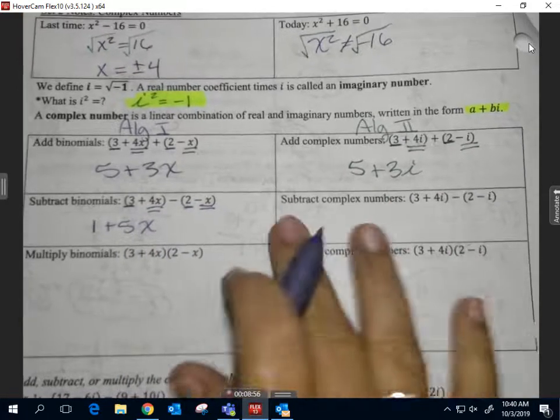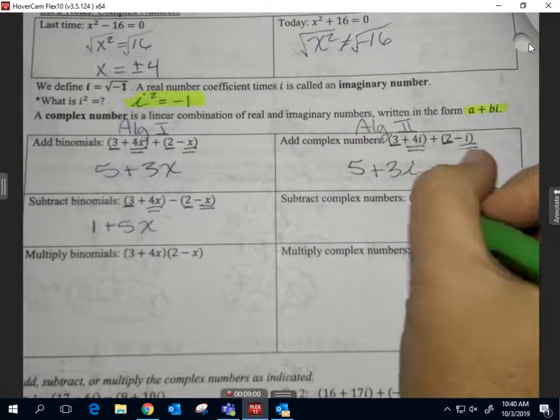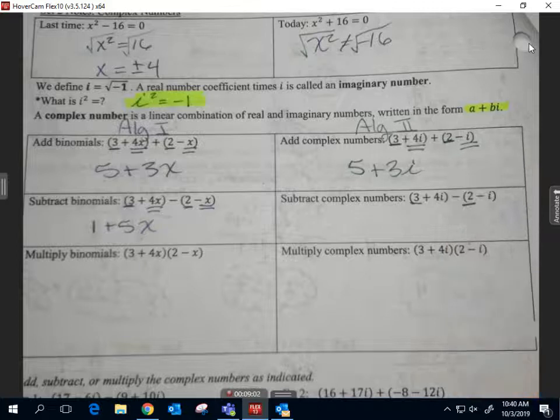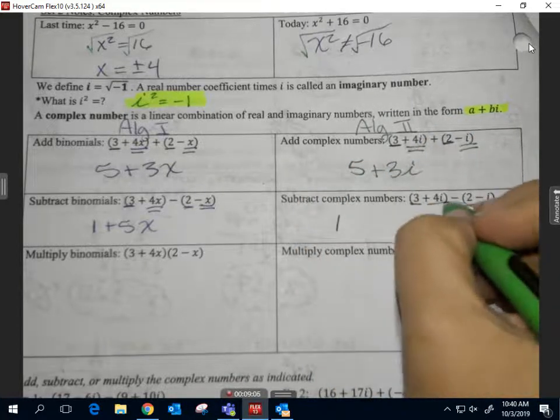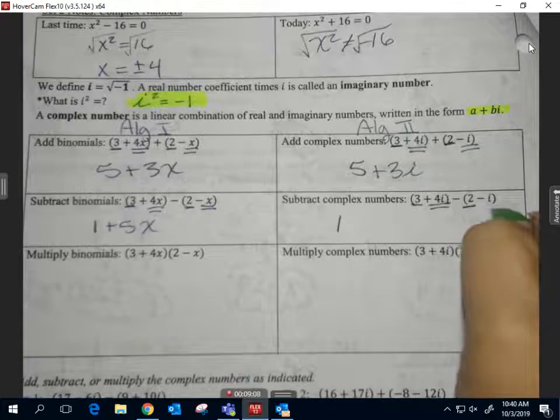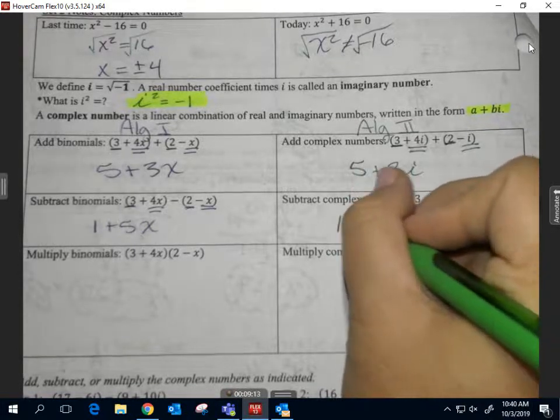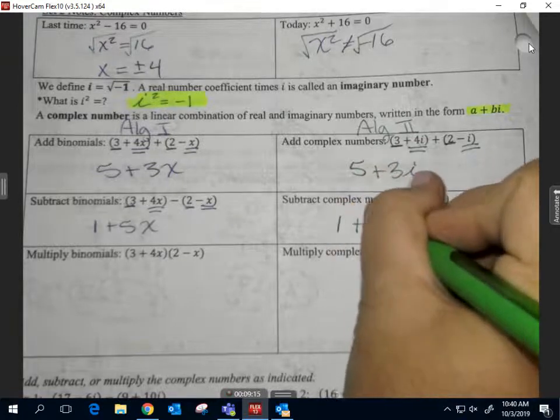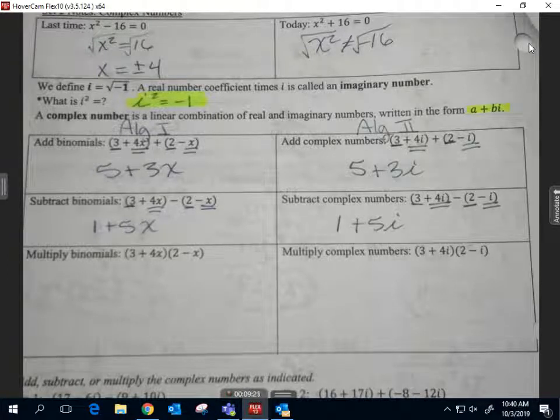Let's do that same thing over here with my complex numbers. So I have 3 minus 2 is still 1, and 4i minus a negative i is going to be plus 5i. I know you're going, okay, how is this difficult? Well, it's not really.